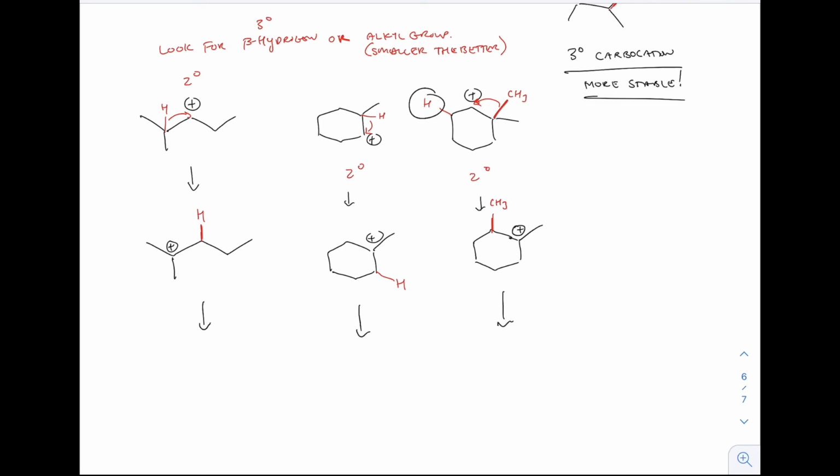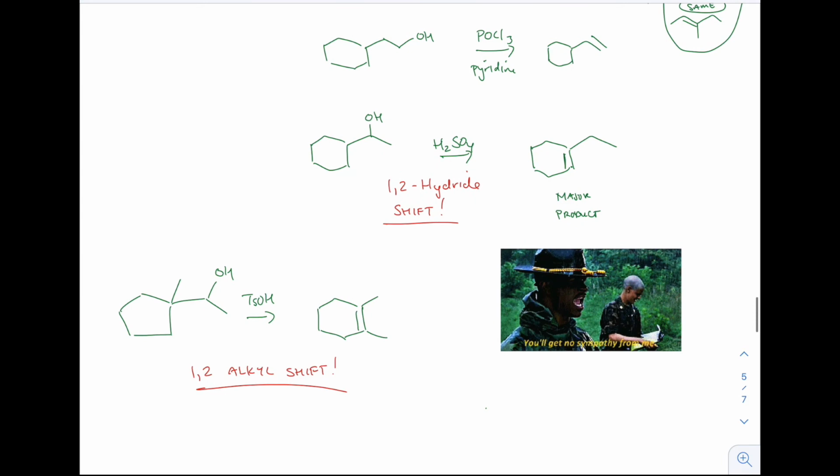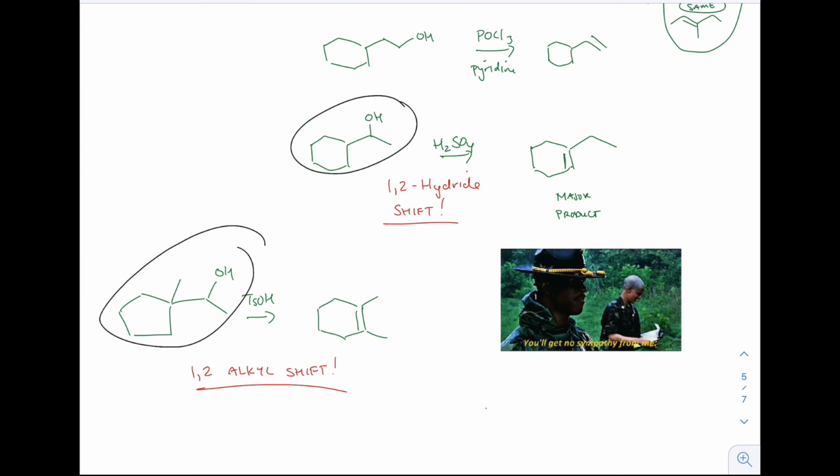A 1,2 hydride shift is much faster than a 1,2 alkyl shift, though. Because hydrogen is smaller, it's an s orbital, so it's non-directional, it's spherical. So there doesn't need to be a perfect overlap situation.